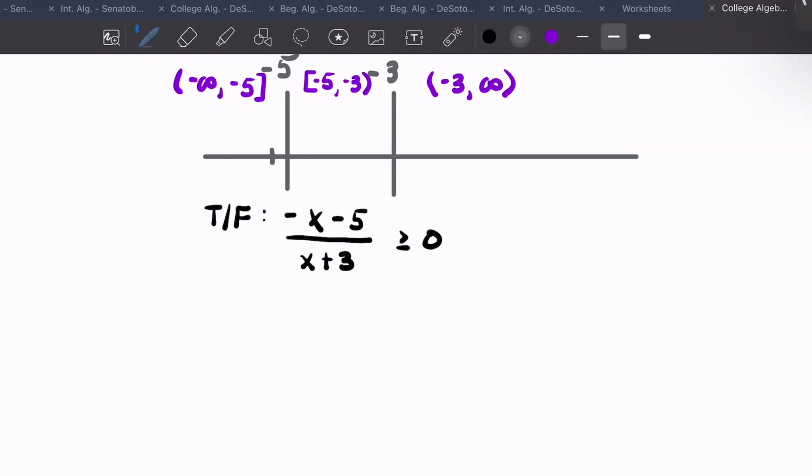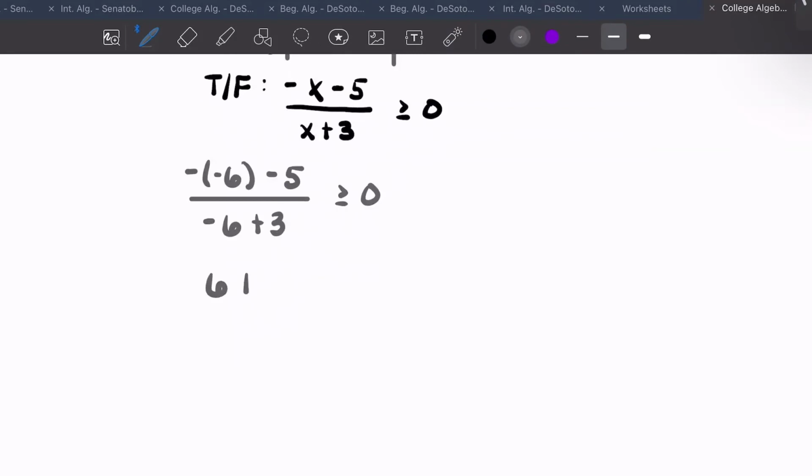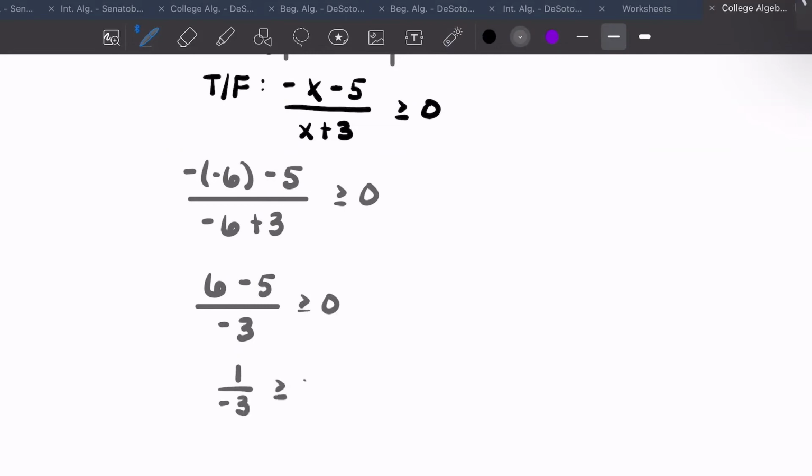All right. So let's use -6. So we'll do -6. Okay. You got to be careful right there. Minus 5 over -6 plus 3 is greater than or equal to 0. So you get positive 6 minus 5 over negative 3. So that is 1 over negative 3 greater than 0. Is negative 1/3 greater than 0? No, that's false. It's negative. Definitely not greater than 0.